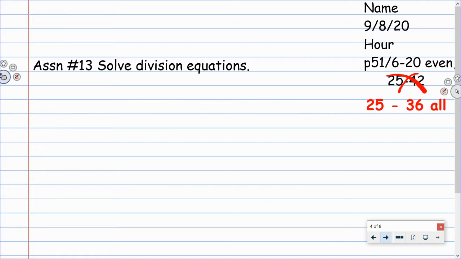So here we go, name, date, period, if you're working on this on the 9th or the 8th of September. We're going to cross off some problems for today. Instead of 25 all the way to 42, let's just do 25 to 36 all, as well as 6 to 20 evens. Go ahead and press pause, title your paper, come on back when you're ready. And let's go with some examples. You are welcome to draw a line under here and write EX, for example, if you wish.